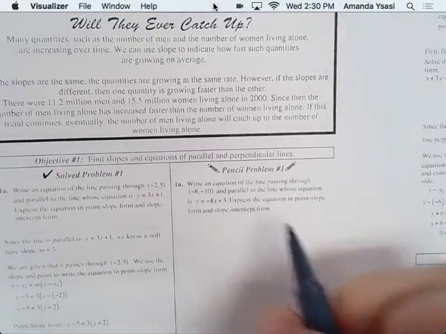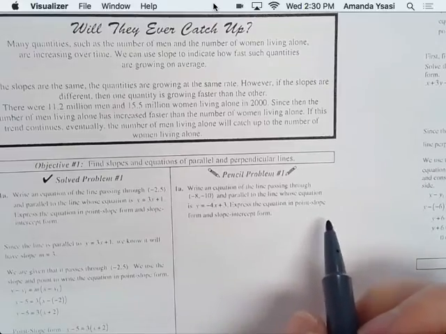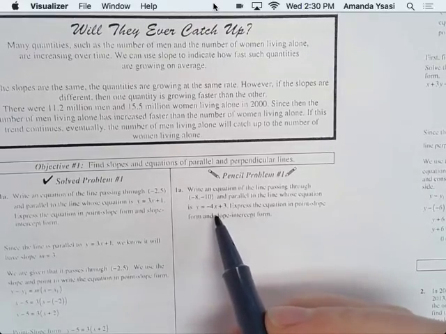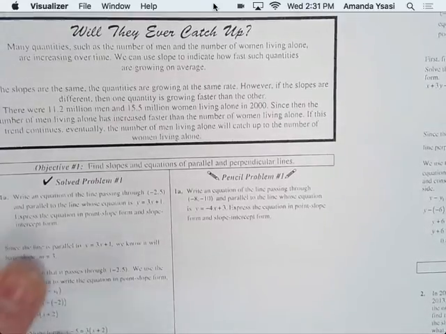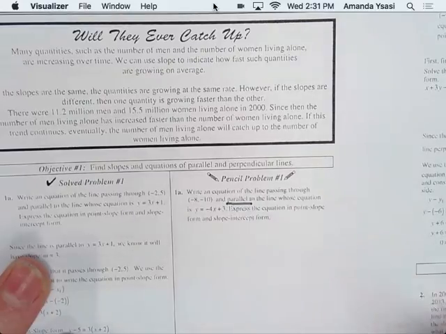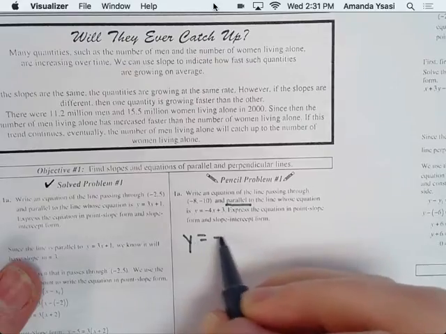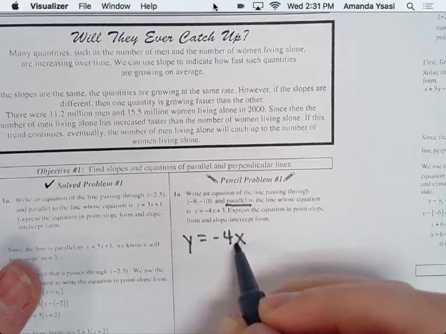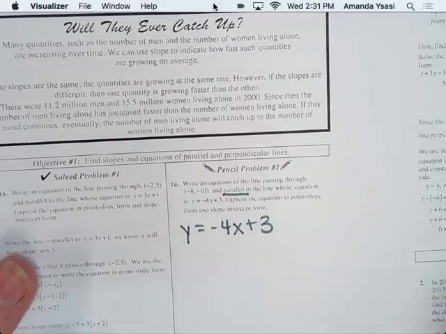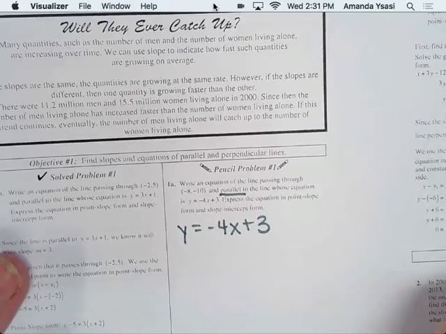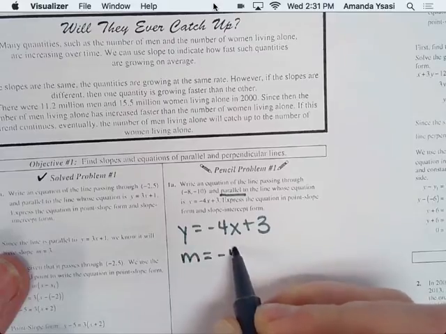Write an equation of the line passing through (-8, -10) and parallel to the line whose equation is y equals -4x plus 3. Express the equation in point-slope form and slope-intercept form. So the key word here is parallel. Parallel means that it's going to have the same slope as the equation y equals -4x plus 3. So we need to know what the slope is. It's -4.